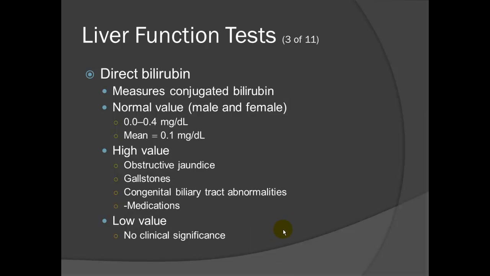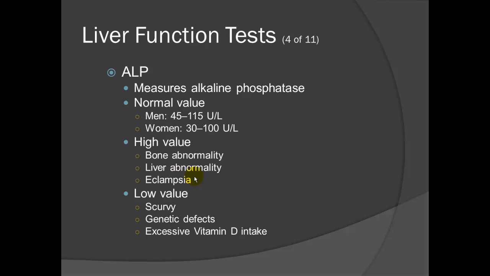Direct bilirubin measures conjugated bilirubin. Normal value is going to be 0.0 to 0.4 milligrams per deciliter. Mean is going to be about 0.1. High value, obstructive jaundice. This could be caused from a gallstone in the common bile duct. Gallstones. Congenital biliary tract abnormalities. Some medications can actually cause this as well. Low value has no clinical significance.